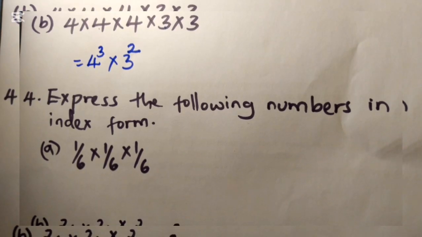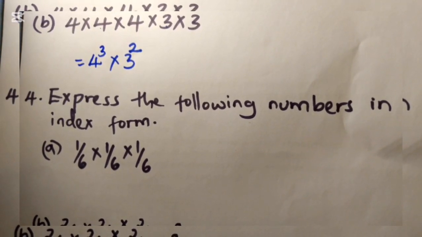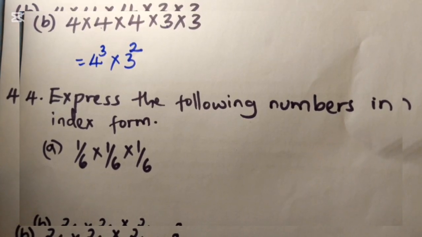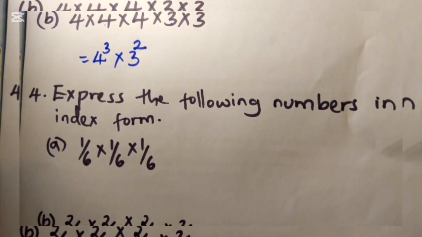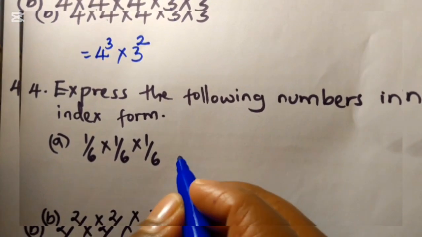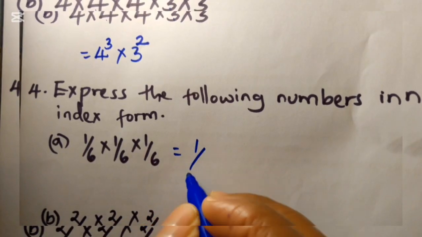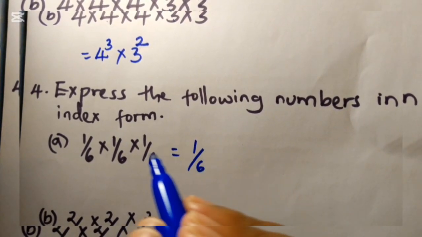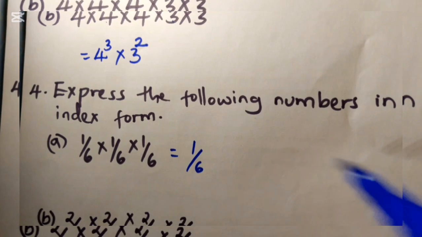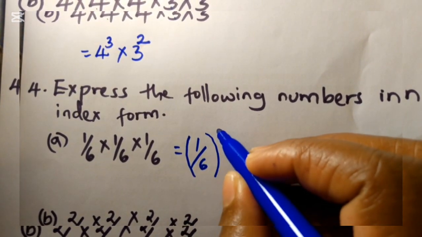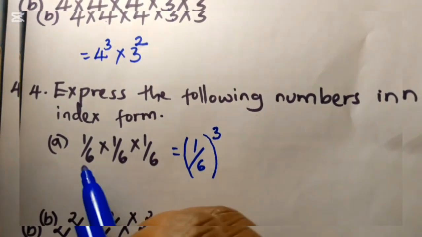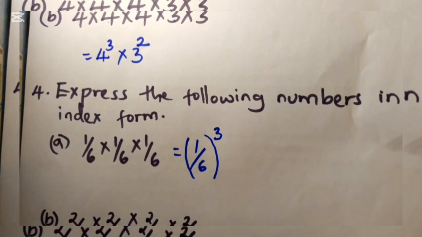Have another one here. Number 4, express the following numbers in index form. Let's look at this now. This is now a multiplication of fractions, and the fraction that has repeated itself here is 1 over 6. How many times? 1, 2, 3. Look at what I'm doing. I'm going to have some brackets there. Then raise to 3.